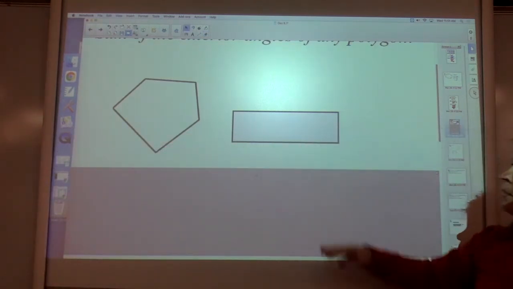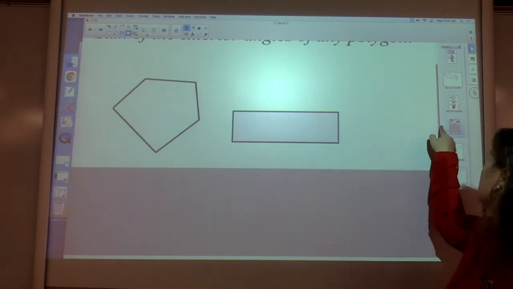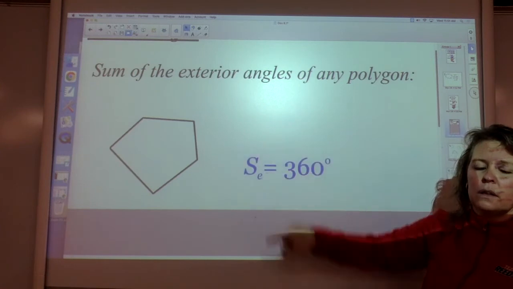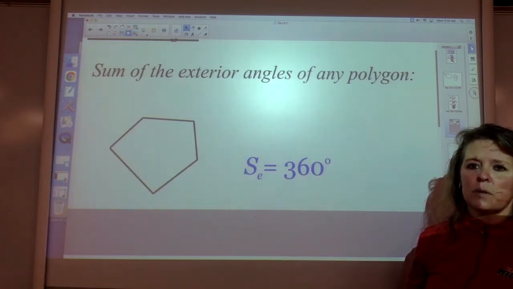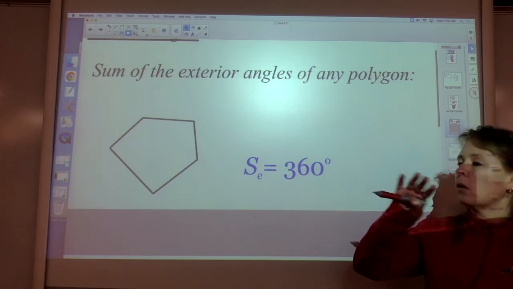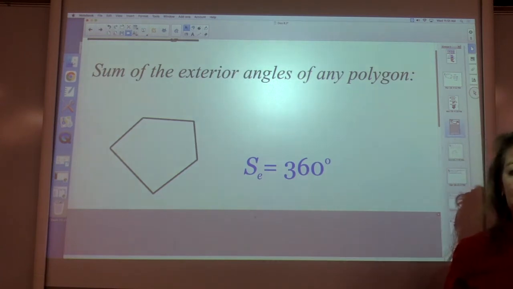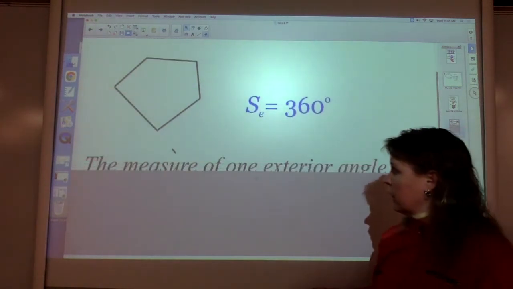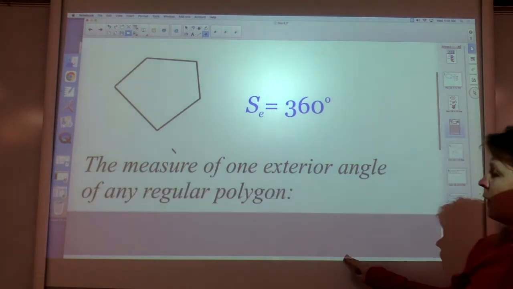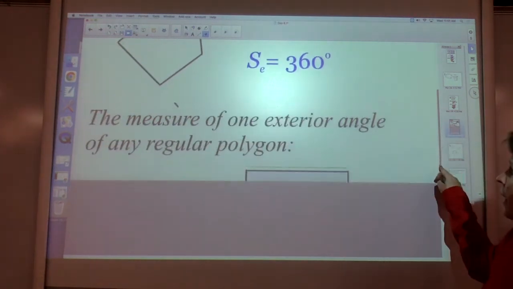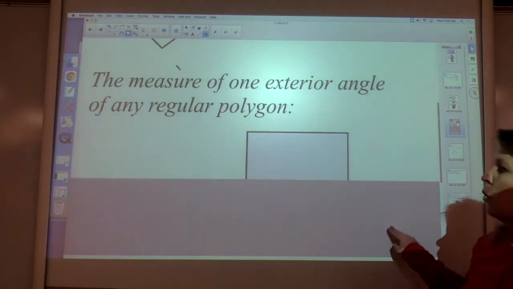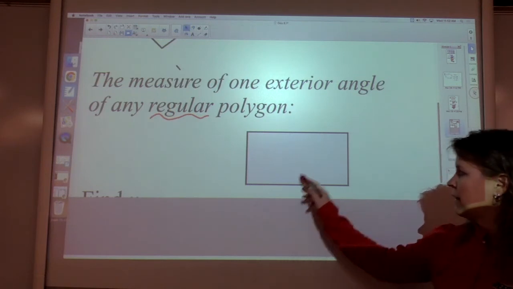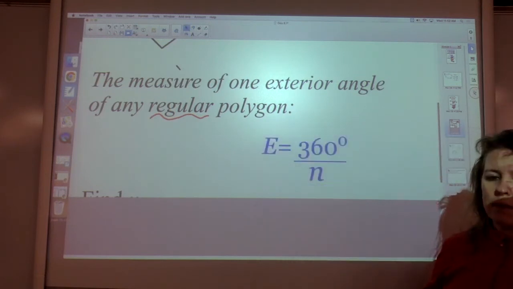What happens if I add up all of those exterior angles on any polygon? Wait till you see this formula. The sum of the exterior angles is 360 degrees no matter what. It's 360 degrees. That's it. Done. No work to do. They're all exactly the same. Which means the measure of one exterior angle of any regular polygon, now it has to be regular, all sides and all angles are congruent, you're going to take that 360 and divide it by the number of sides.